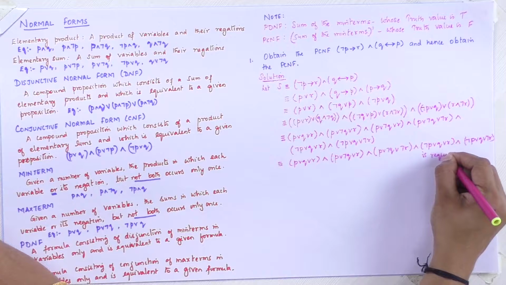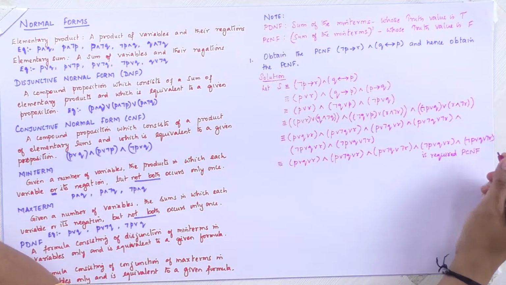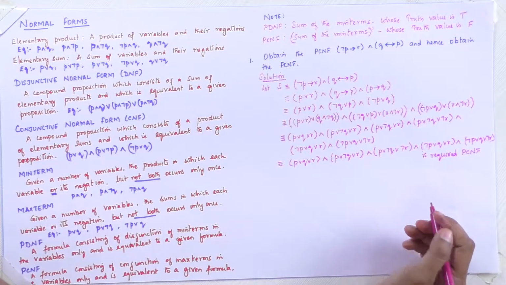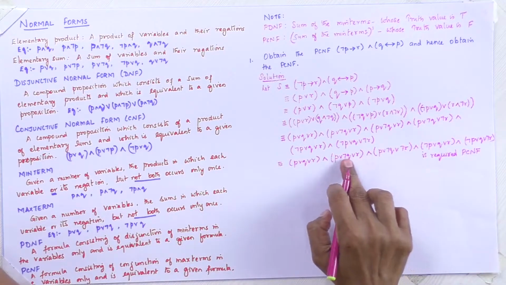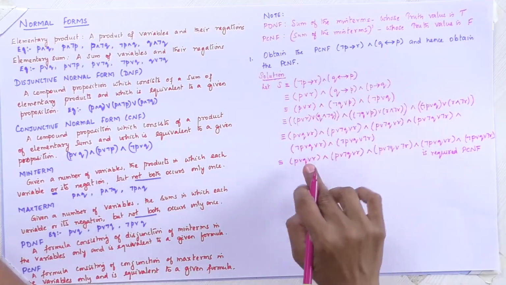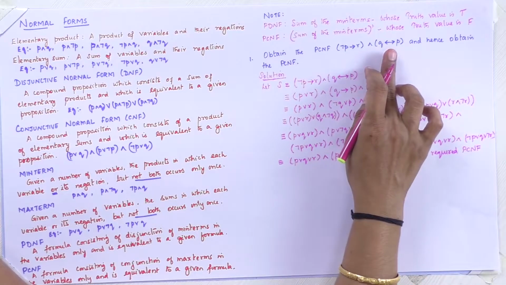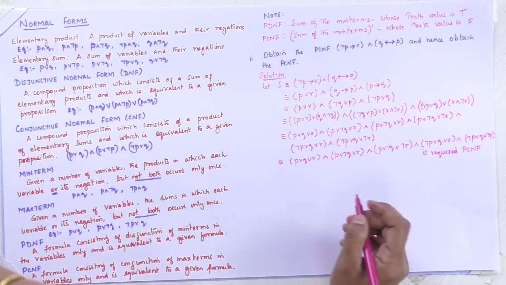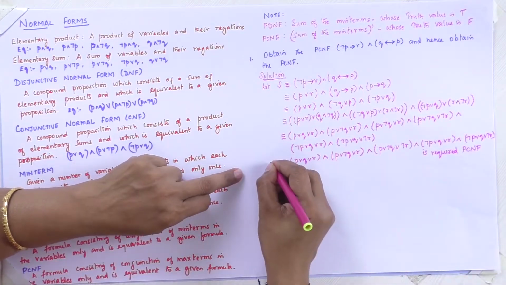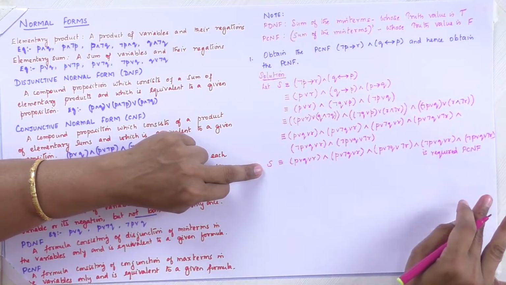Understood here? PCNF means it is the conjunction of the max terms and that is equivalent to the given proposition. So, you will have to look into each and every max term here, whether it contains the same number of variables as given in the statement. So, that is fine here. This is my S, and the entire S represents the entire PCNF.